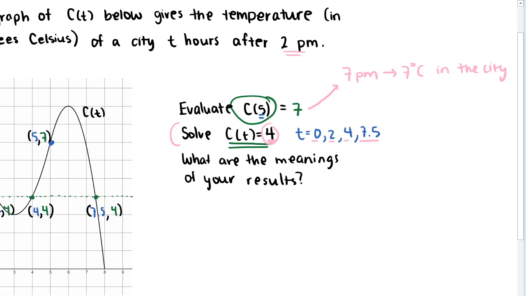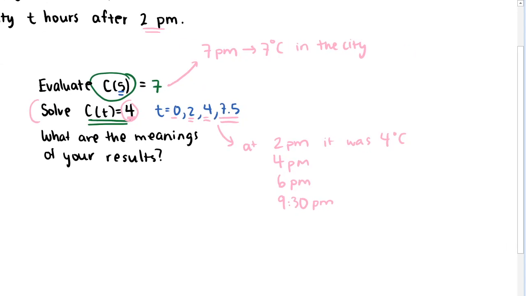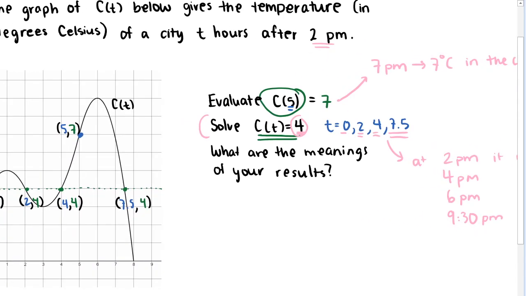And so this is really telling us that at 2 p.m., 2 hours after 2 o'clock, so 4 p.m., 4 hours after 2 o'clock, that's 6 p.m. And then lastly, 7.5 hours after 2 o'clock, that's 9:30 p.m. It was 4 degrees Celsius in the city. Okay, so hopefully that was pretty clear.